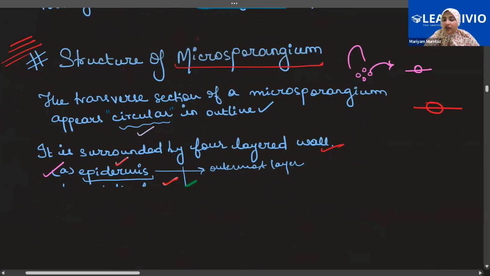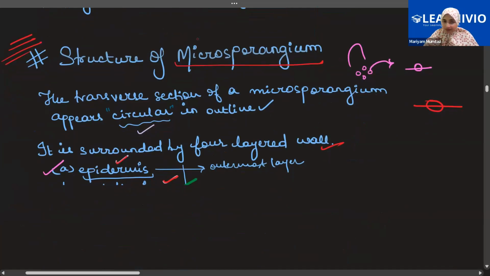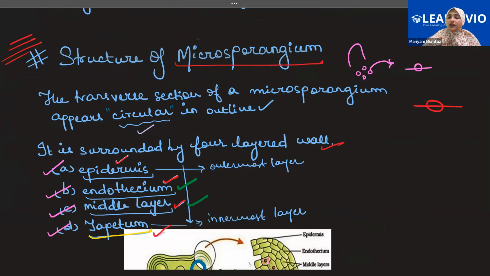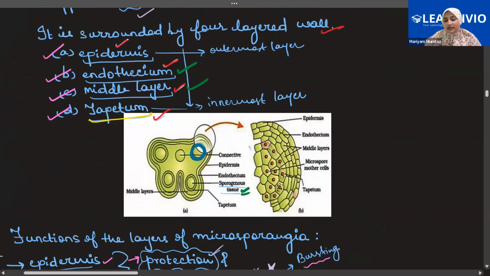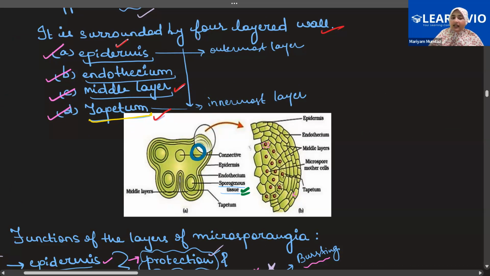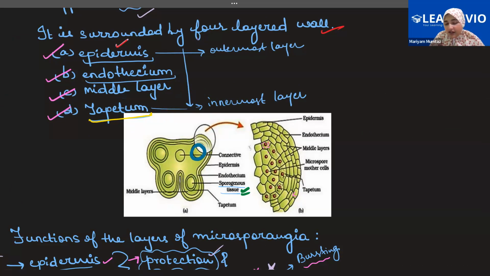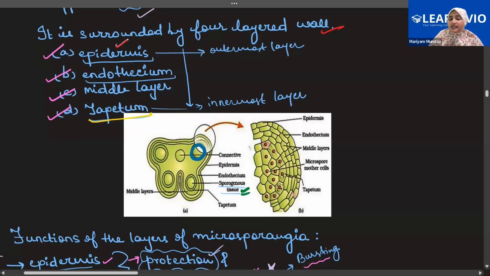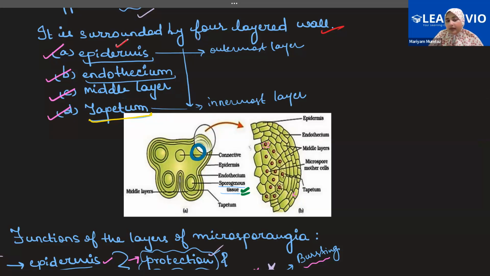Now, when we talk about the structure of a microsporangium, if you take a microsporangium and cut it in half, you will see a circular outline. And these are surrounded by four wall layers. The epidermis is the outermost layer, if you can see over here. Inner to the epidermis is the endothecium. Then inner to the endothecium, we have several middle layers, 2 to 3 middle layers. And the innermost layer is the tapetum. So four layers make up the microsporangium wall.